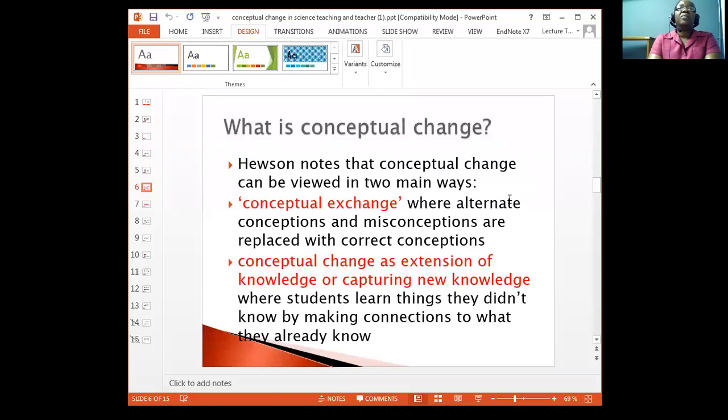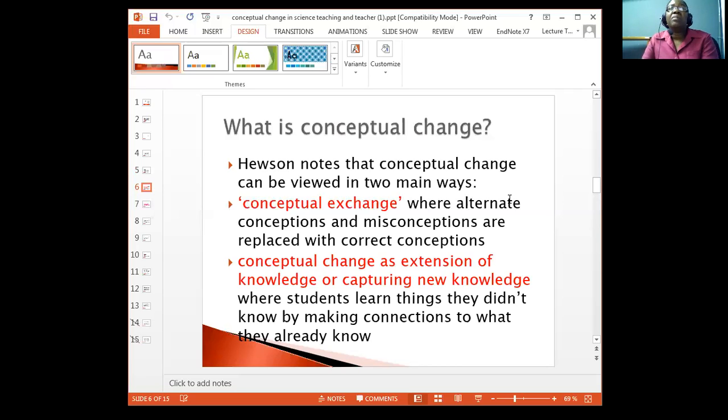All right, so in the article, Hewson talks about conceptual change. He says conceptual change can be viewed in two ways. We could have conceptual exchange, in which basically we exchange misconceptions and alternate conceptions for correct conceptions, which I think is fairly straightforward. Students would choose to give up what they had before, having seen evidence that it doesn't make any sense. They adopt correct conceptions of science. That's one way of looking at it.